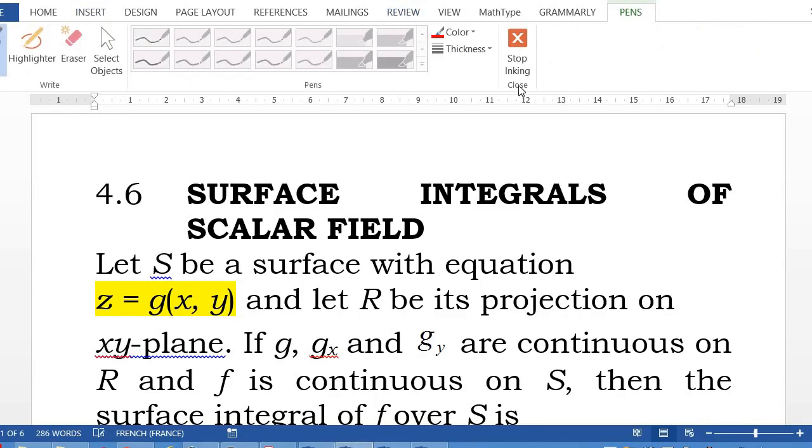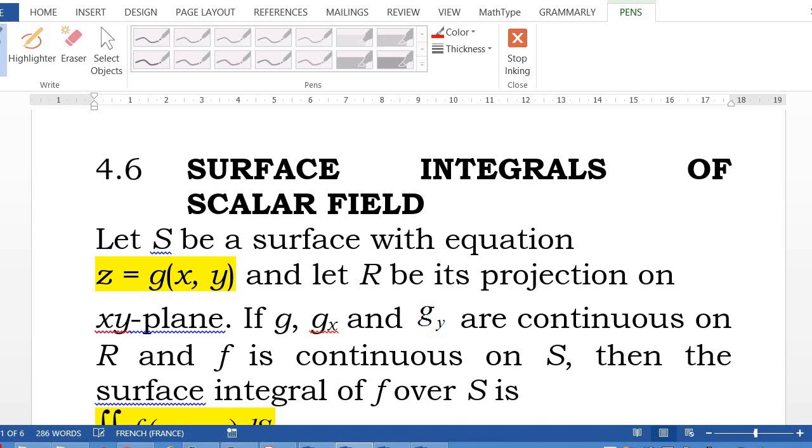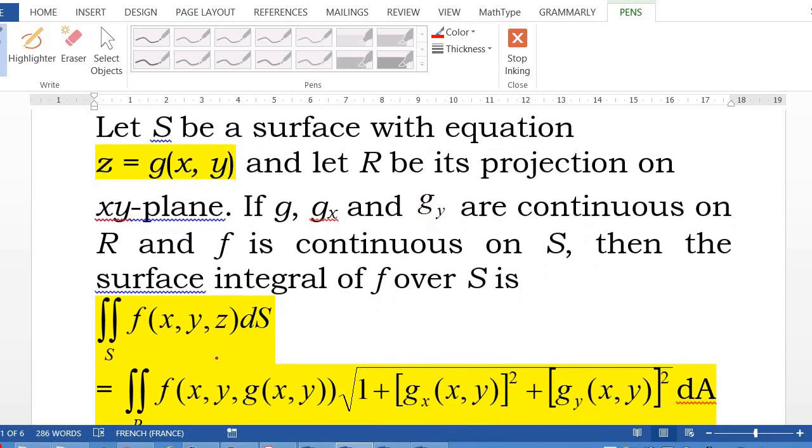Okay, today we are going to learn the surface integral of a scalar field. Let the capital S here be a surface with equation z equals g(x,y), and let R be its projection on the xy-plane. If g_x and g_y are continuous on R and f is continuous on S, then the surface integral of f over S is given by the double integral of f(x,y,z) dS over the surface S.